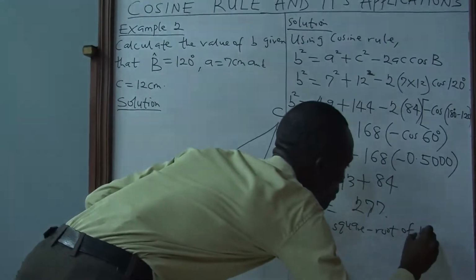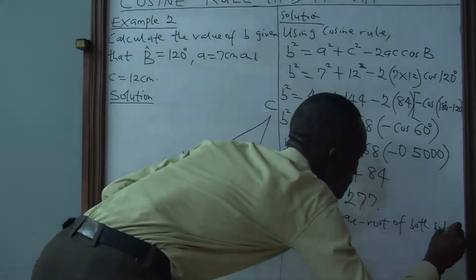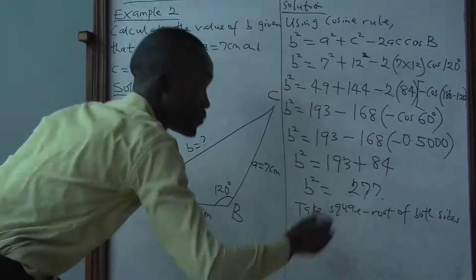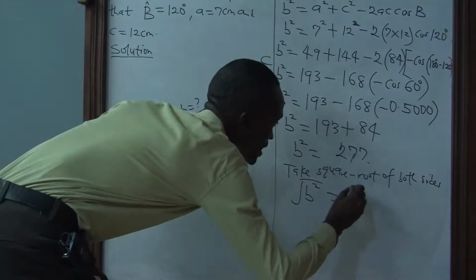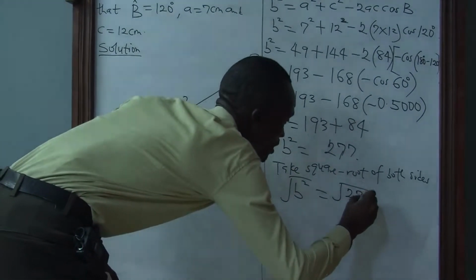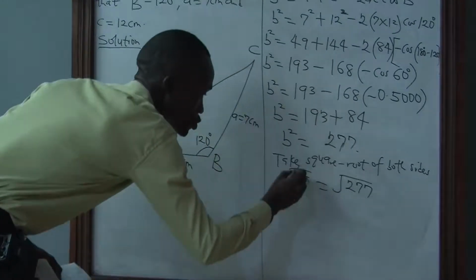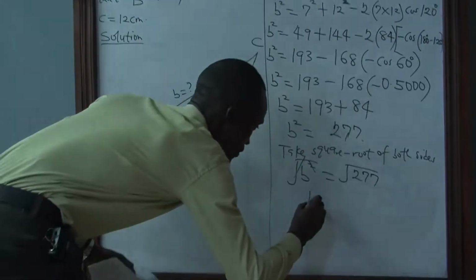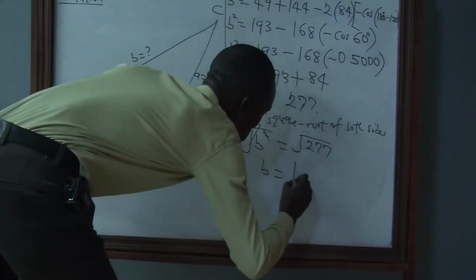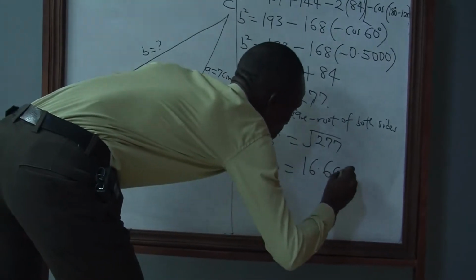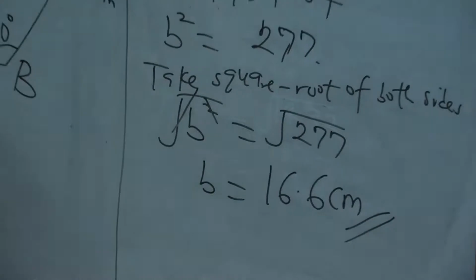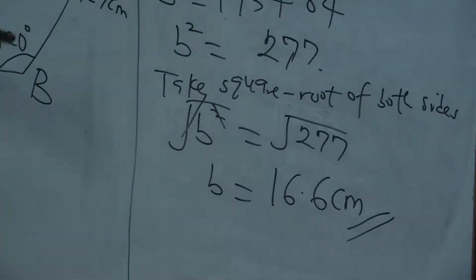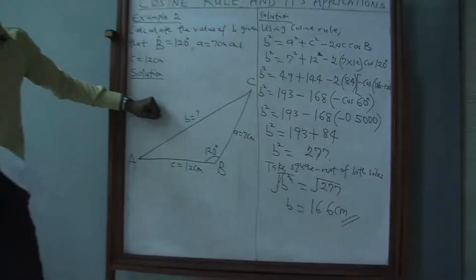Take square root of both sides. So by taking the square root of both sides, we have b square root equals square root of 277. Square will cancel square root. Then from there we have b to be 16.6 centimeters.